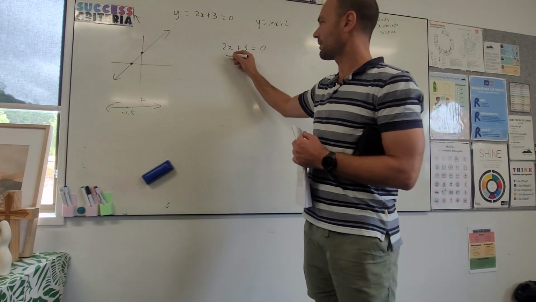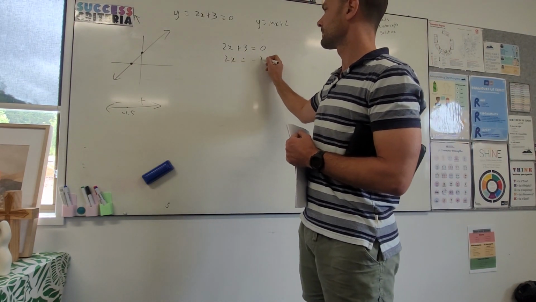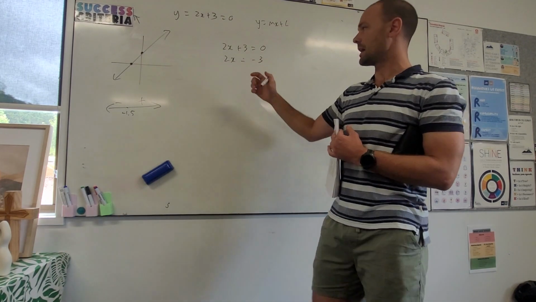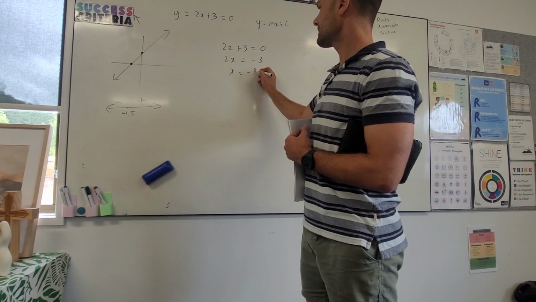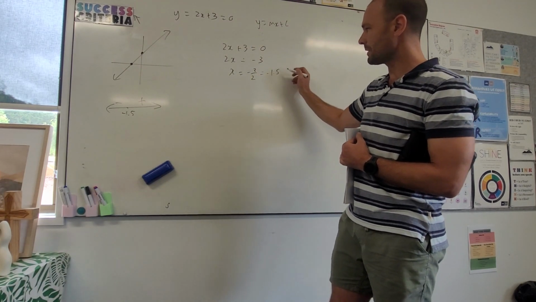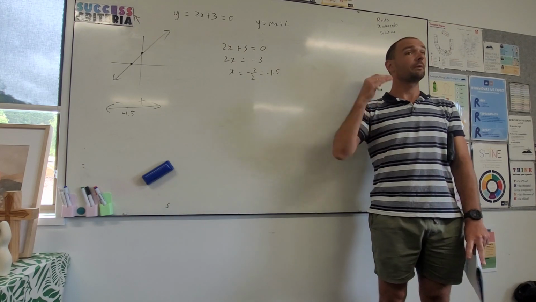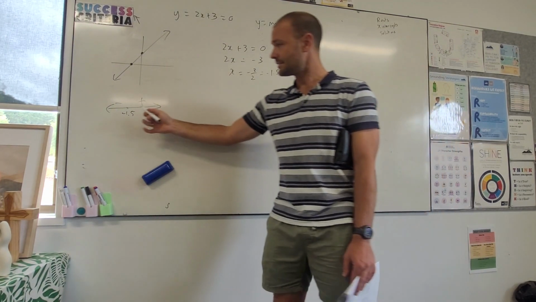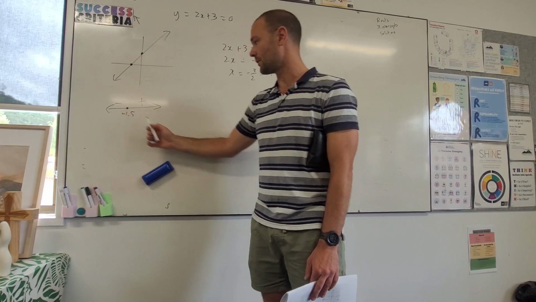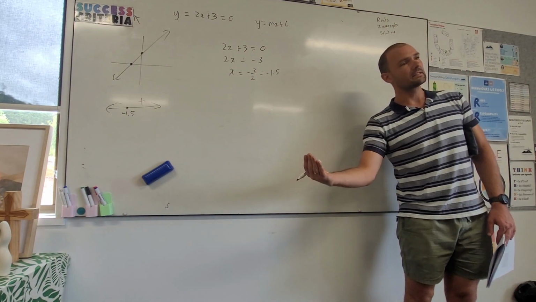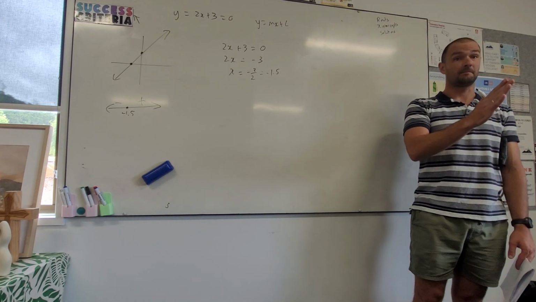Step 1, we take 3 from both sides. Our next step, we divide both sides by 2. Minus 3 divided by 2 is the same as minus 1.5. So we've found the x value of the root on the sign diagram. And then we need to know where it is positive and where it is negative.